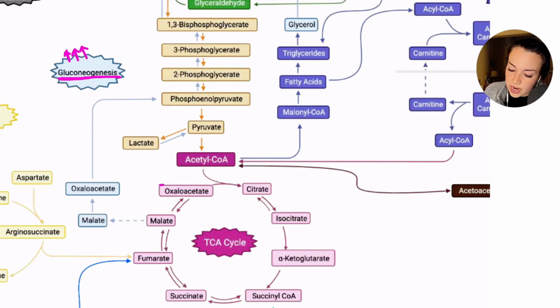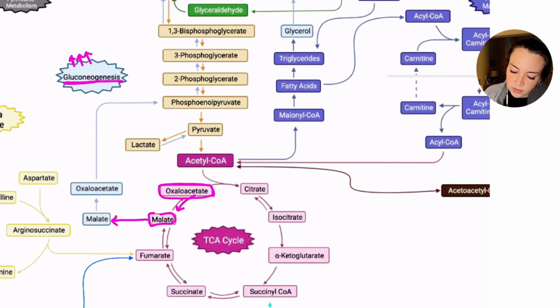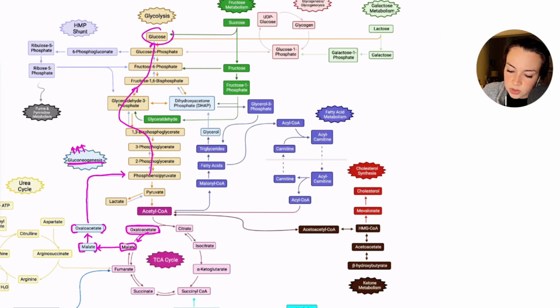The starting reactant for gluconeogenesis is oxaloacetate, right? Remember, we turned that oxaloacetate into malate. We brought that malate out of the mitochondria, turned it back into oxaloacetate, and then we fed it back in to go up and run glycolysis in reverse, running it all the way up the chain until we created glucose. That was our gluconeogenesis pathway.